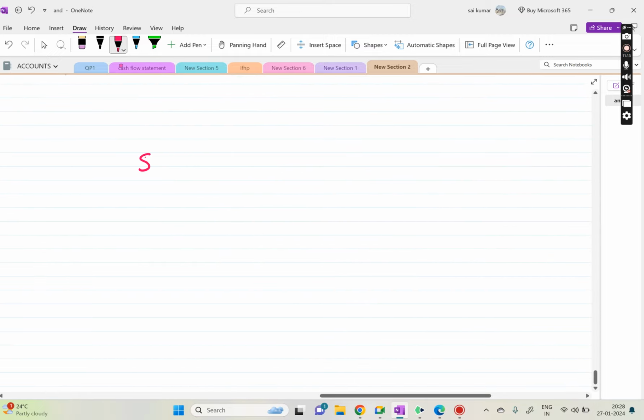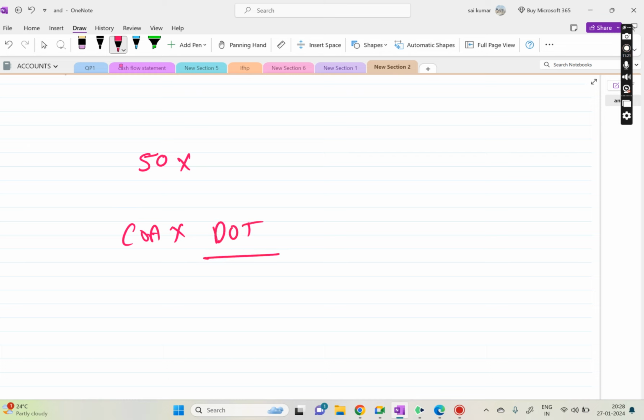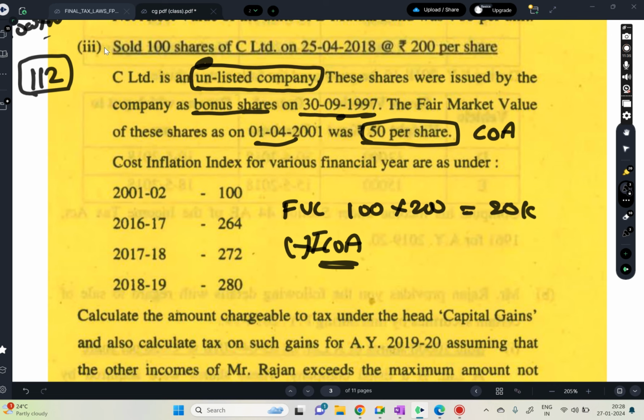Cost of acquisition is 50 into year of transfer divided by year of acquisition. Now year of transfer, when did we transfer this? We are selling this on 25/4/2018. Okay, so that means, just a second, guys.